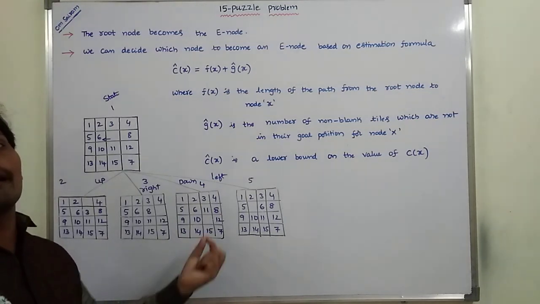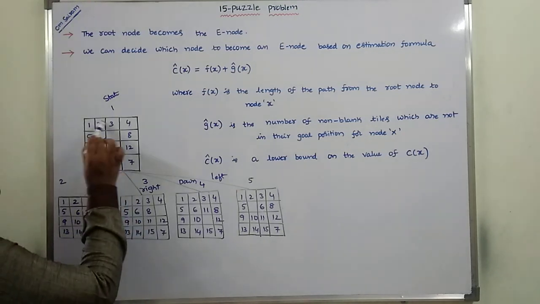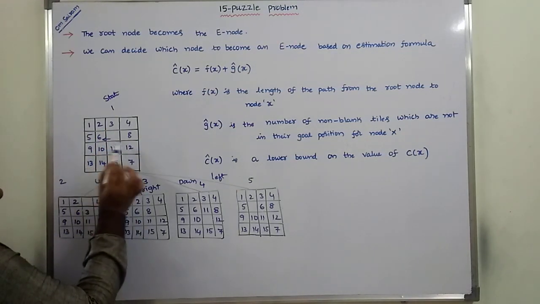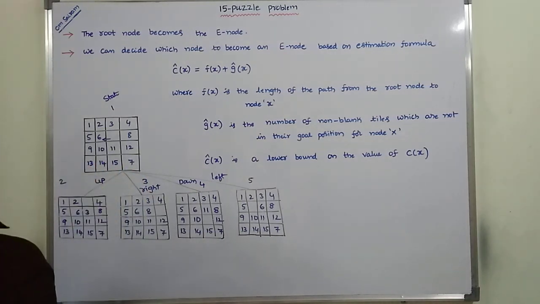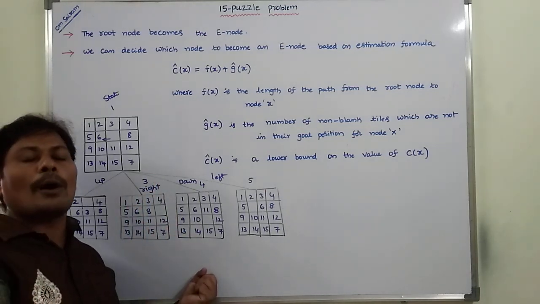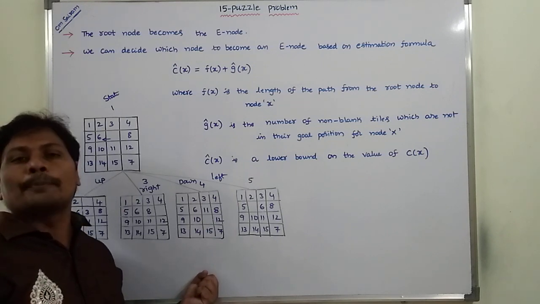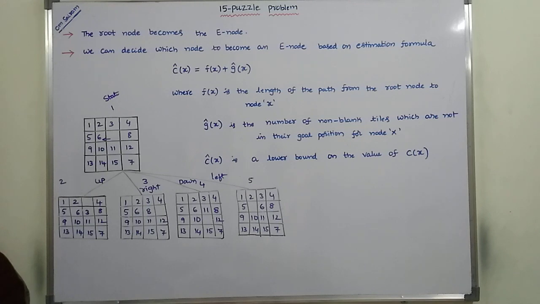At which node in a particular level are we reaching the goal state? Goal state is nothing but 1, 2, 3, 4, 5, 6, 7, 8, 9, 10, 11, 12, 13, 14, 15. The last is the empty slot. That is the goal arrangement. If we are reaching the goal arrangement, we have to stop extending this procedure. So then the construction of the state space tree is completed.